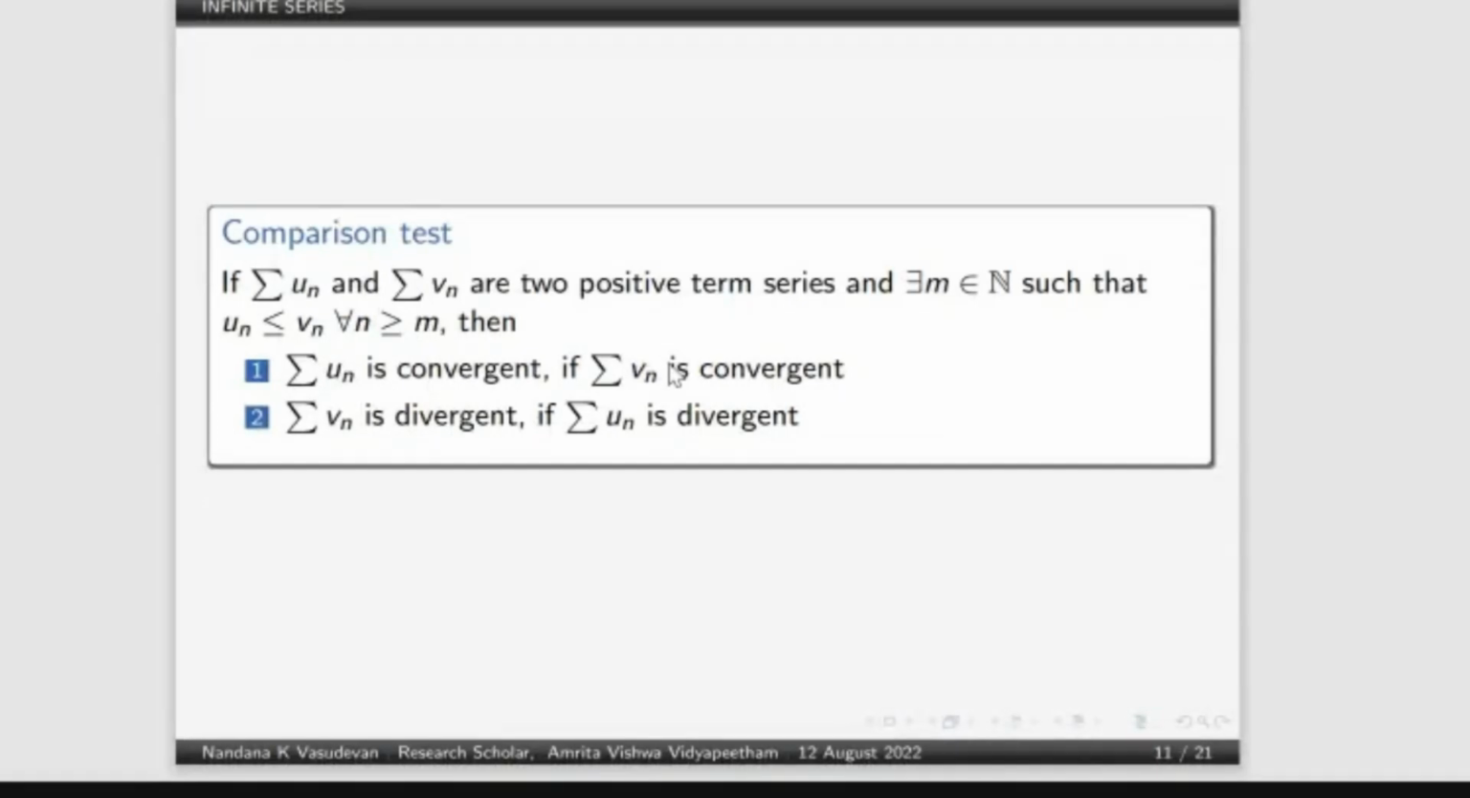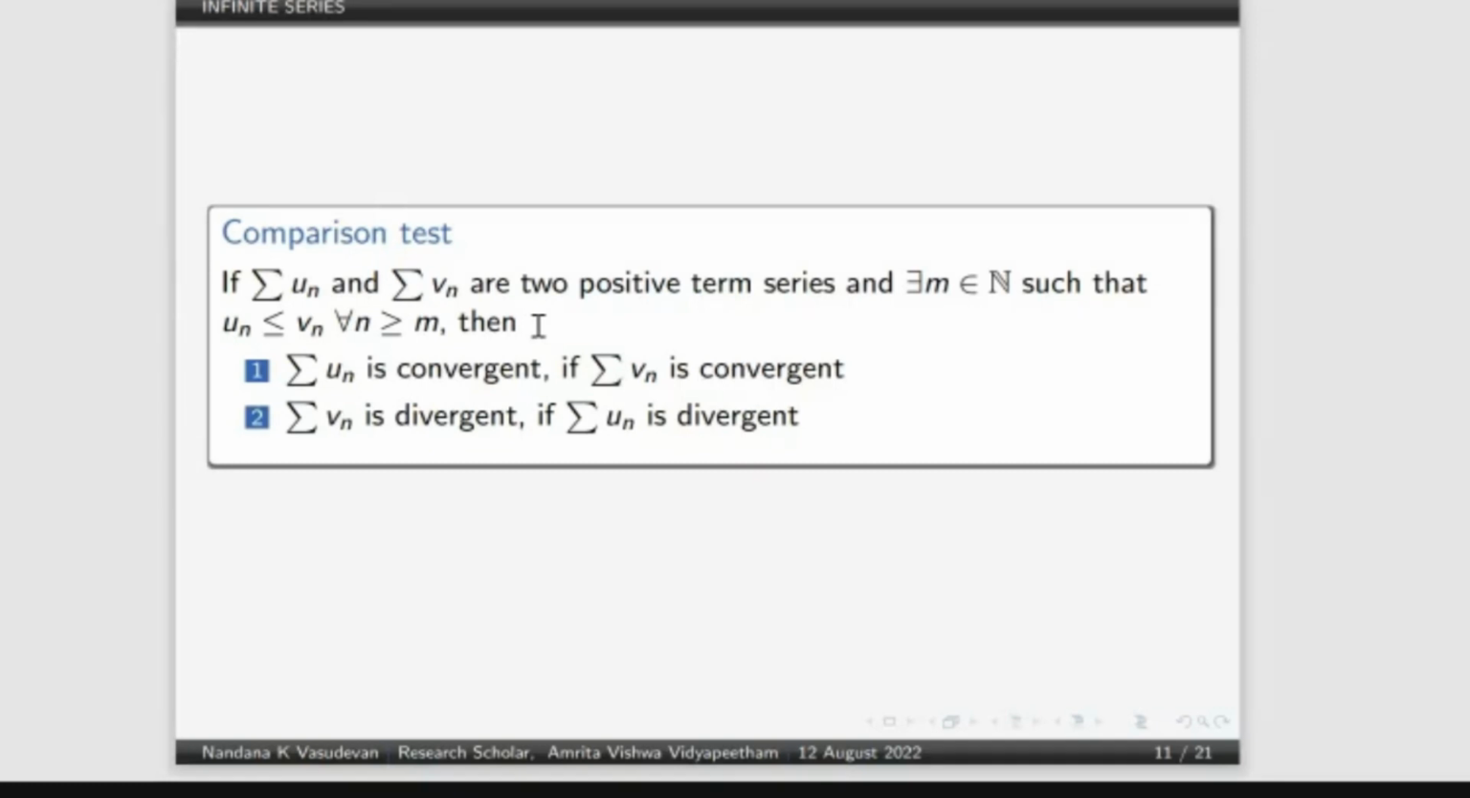Coming to the next test, it is called the comparison test. Just like the name states, if we have a series whose convergence or divergence is to be checked, we need to take one more series whose convergence or divergence is already known to us. We'll be comparing that series with the series whose convergence or divergence is to be checked, right? So here I am having two positive term series. It is important that the series that I am taking for comparison should also be a positive term series. It should not be any kind of series.